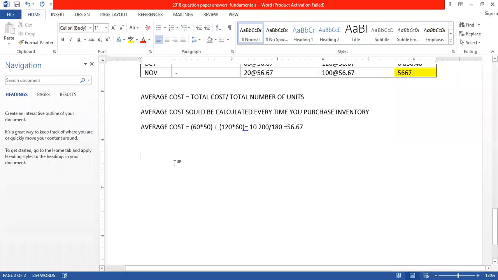Okay, so we are going to continue with our 2018 question paper, where we'll be starting with question 3, which is part of the bank reconciliation unit in fundamentals of accounting. So why do we draw up a bank reconciliation? Why do we need a bank reconciliation?